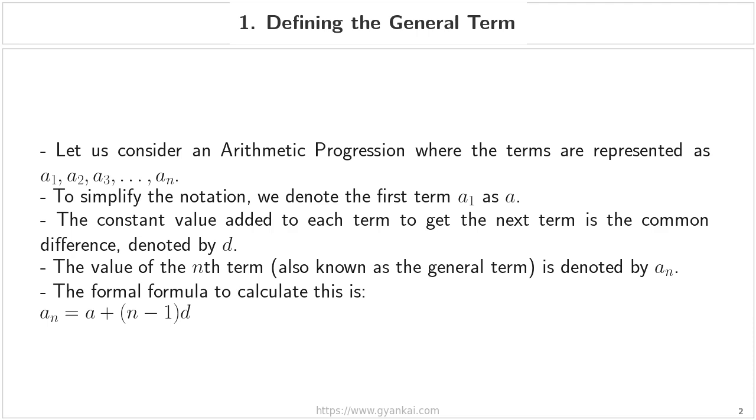Putting all of these pieces together, we arrive at our formal formula. To find the value of a sub n, you take the first term, a, and add the quantity of n-1, all multiplied by the common difference, d. This is the formula we will be using for all our calculations moving forward.